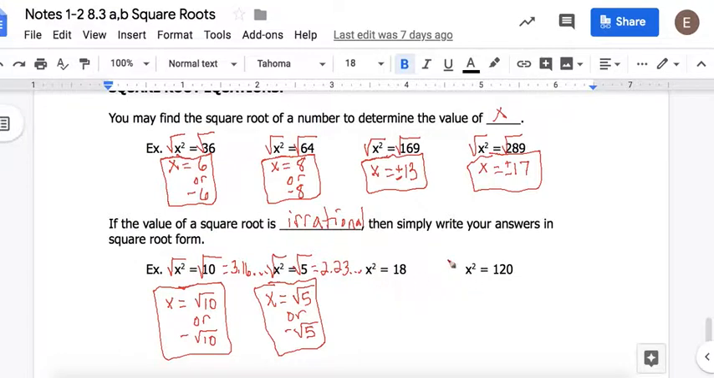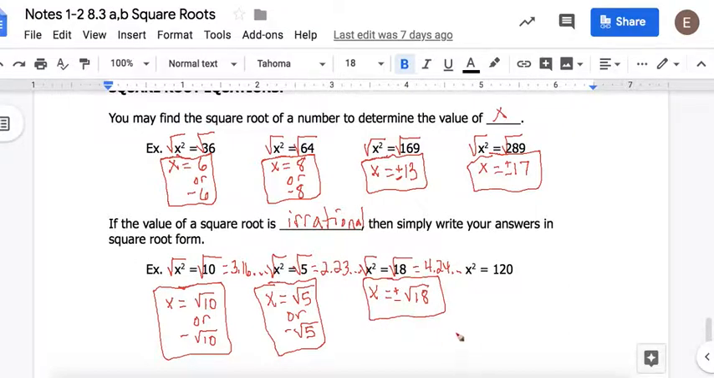Okay, now for these last two, we're going to write the shortcut. So opposite of x squared is square root. So what I do to one side, I must do to the other. 18 is not a perfect square, so I would type it in and get 4.24... So we're going to write our answer in square root form. So x equals square root of 18. But remember, it can be positive or negative.